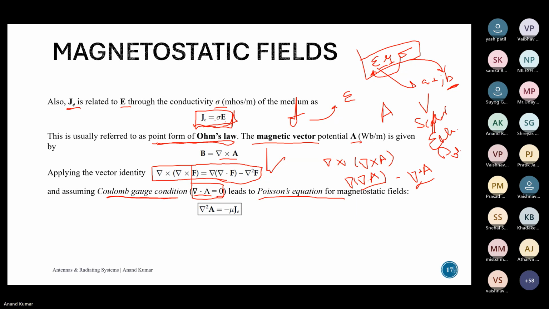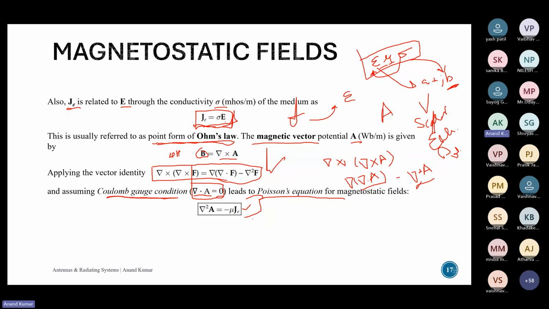Yeah, so we have B over here, and this B can be written as mu times H. Okay, something fishy over here. Okay, we'll come back to this. Anyways, so this is the Poisson's equation over here.